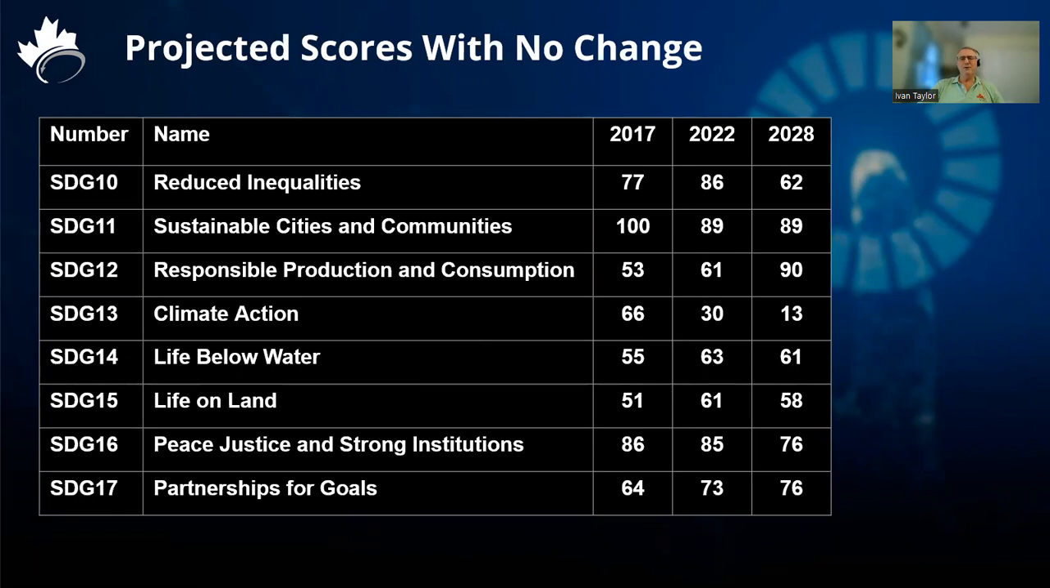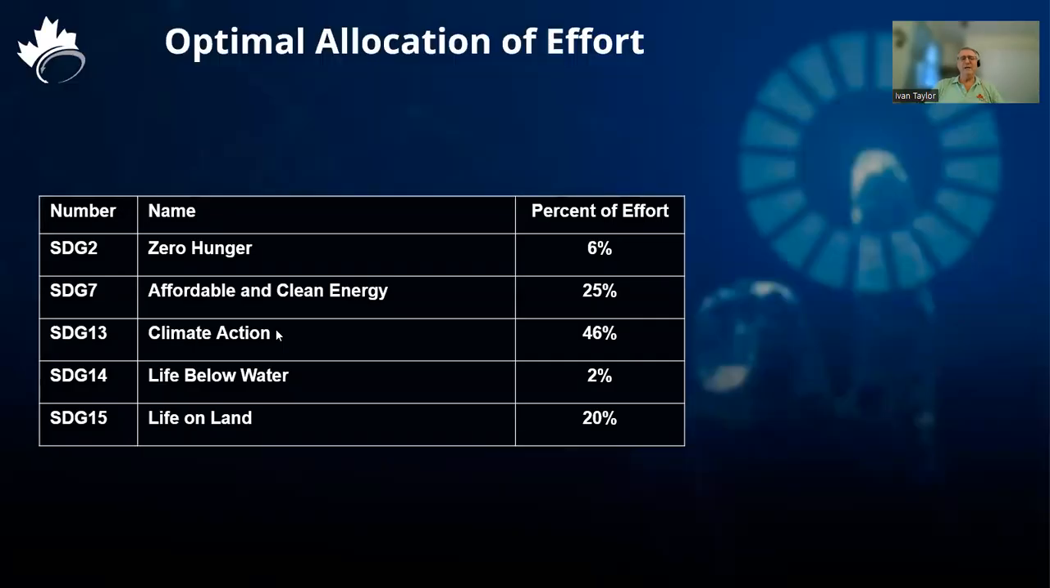So we wanted to improve the results for Canada. And the way we decided to do that was by improving the score for the worst performing SDG. And in this case, it's climate action. So we wanted to invest extra effort into Canada's effort to improve the scores of the SDGs, and particularly climate action. So here's the effort that we estimated to be the best way to allocate our effort to get the best values for the minimum score SDG.